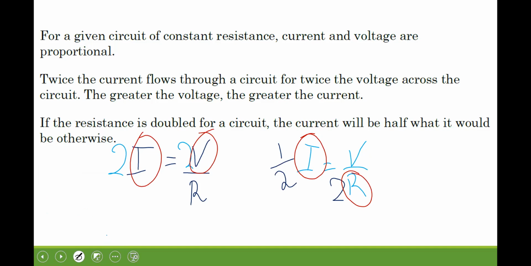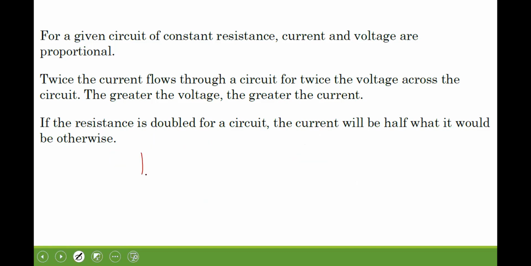So here, you know that in Ohm's law, I is V over R. And I told you now, if you triple the current, what will happen with the voltage? Triple. It will be tripled also.